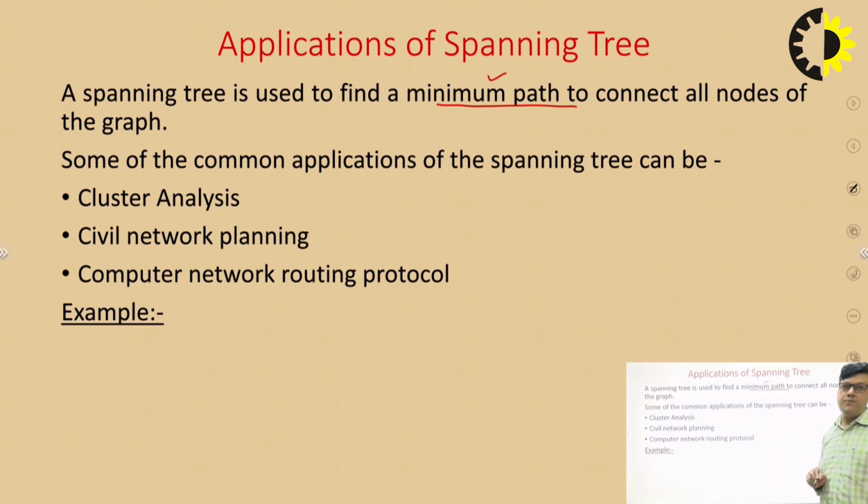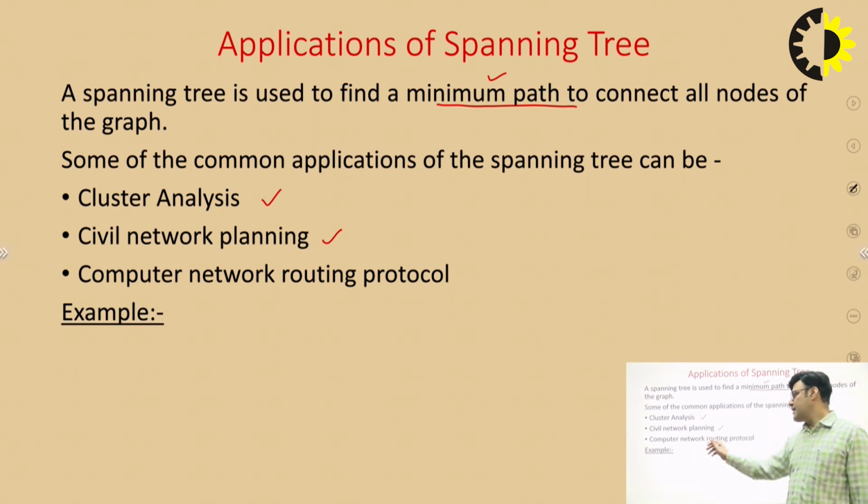Okay. And some of the important applications, commonly used applications where this spanning tree can be used, for example, in cluster analysis for finding out the group of clusters, group of nodes to analyze to which group that nodes belong. That is called cluster analysis. Civil network planning in civil engineering, this spanning tree application can be utilized. Computer network routing protocol. For example, in finding out the network routing protocol, we will use this spanning tree.